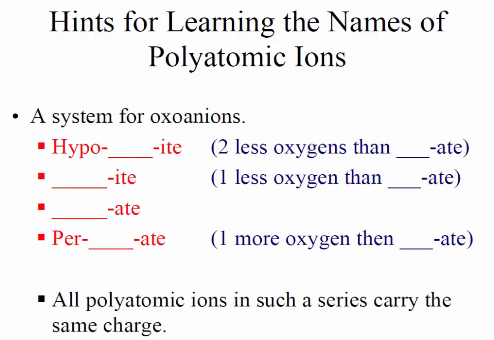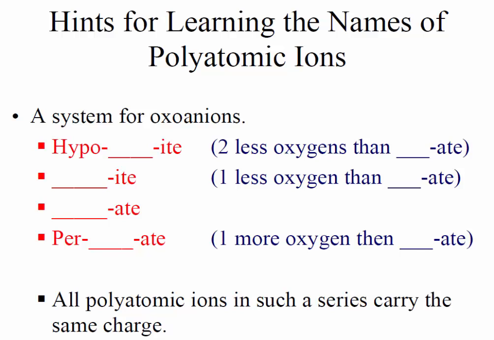ClO4. So the way the system works is the ite version of the anion has one less oxygen in it than the ate version. The hypo-ite version has 2 less oxygens in it, and then the per-ate version has 1 more oxygen than the ate version. So you want to look at these oxoanions as groups. There'll be groups of things like bromate and bromite, or chlorate, chlorite, hypochlorite, and think of them as grouped together when you're trying to remember them, and realize that there is a pattern in how they are named.